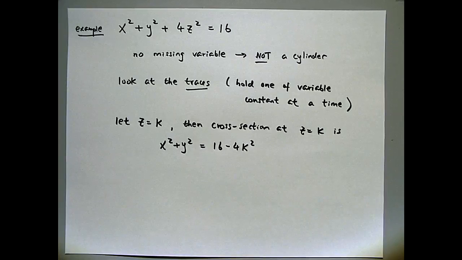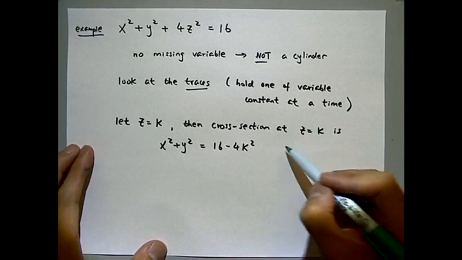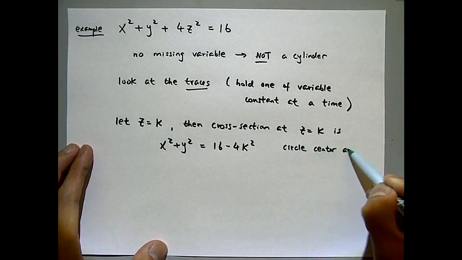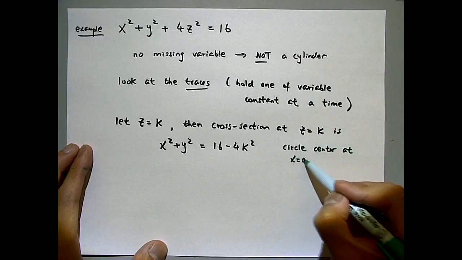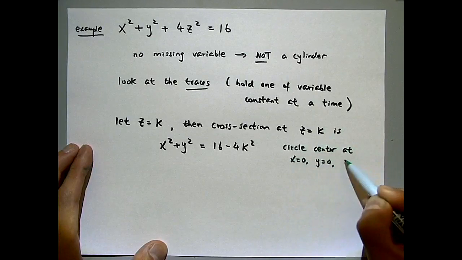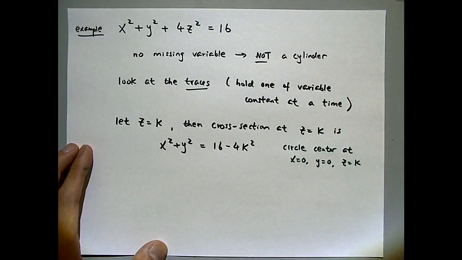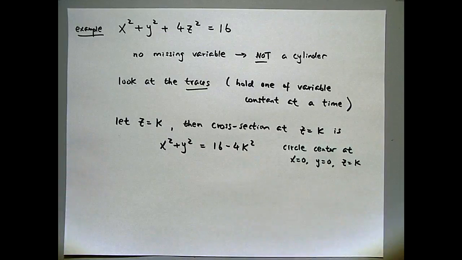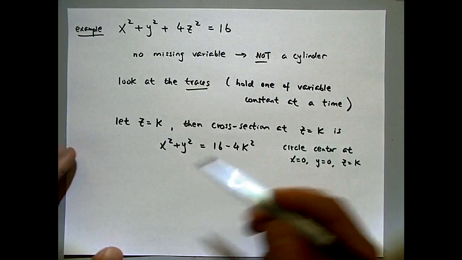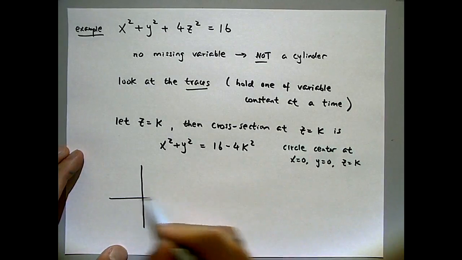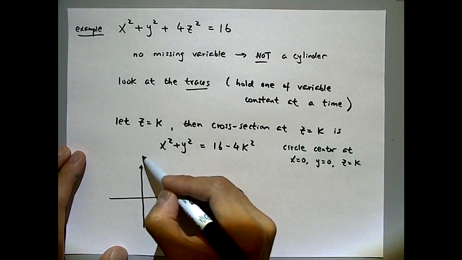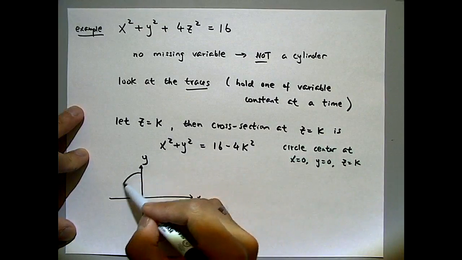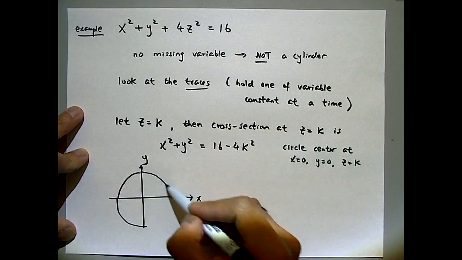And what shape is this? Circle, right? Circle with a center at x equal to 0, y equal to 0, z equal to k. And the radius depends on k, of course. All right, so for example, if k is equal to 0, we have a circle with a radius of 4.